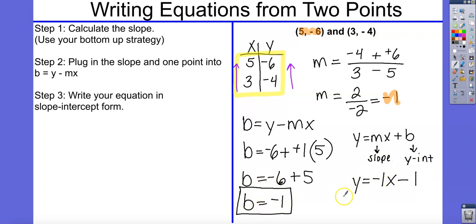And then, as always, go back, double check if you have to clean up your work. In this case, we do. Let's clean up our answer. Our final answer is going to be y equals -x, because I'm going to get rid of this 1. It's going to become imaginary, -1.